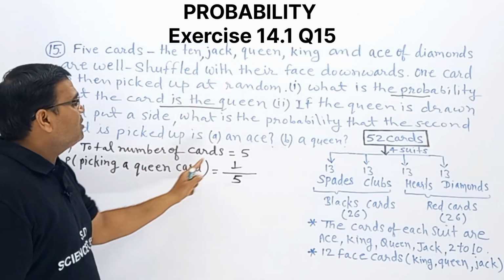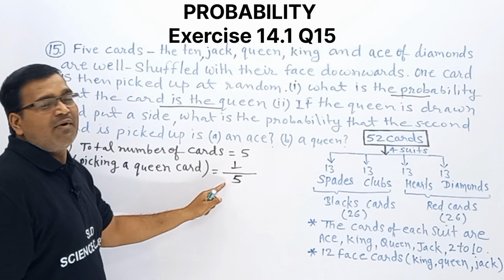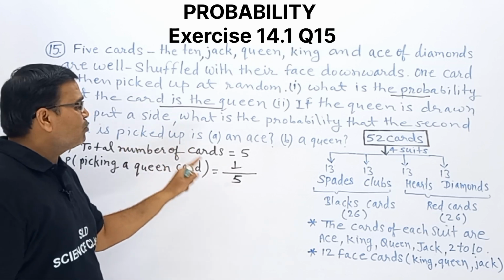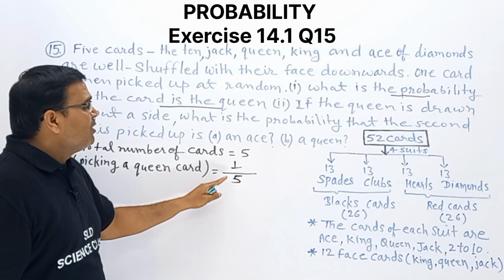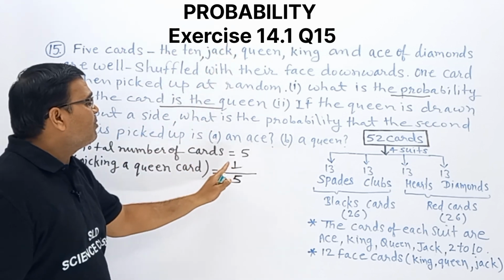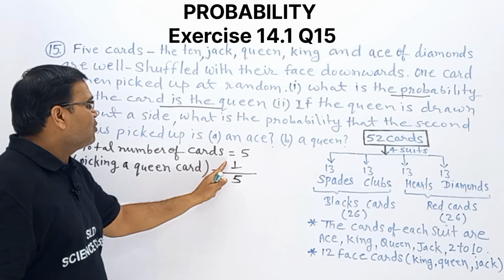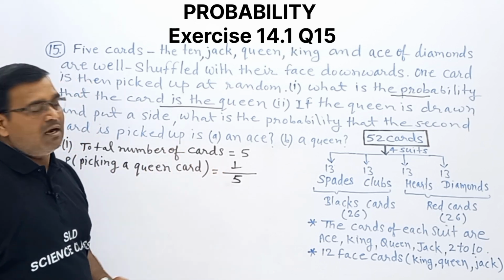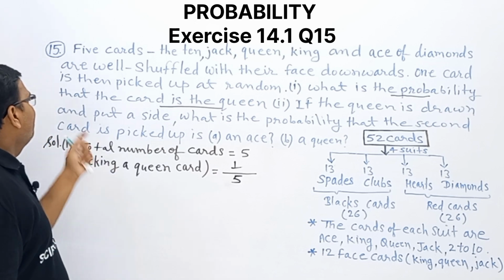Probability of an event is the number of favorable outcomes divided by total possible outcomes. We are having 5 cards, so total possible outcomes will be 5. From these 5, we want the queen. Queen is only 1, so the number of favorable outcomes will be 1. So 1 upon 5 is the probability of picking a queen card. It is the answer of the first one.